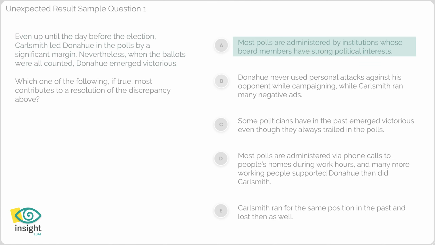A. Most polls are administered by institutions whose board members have strong political interests. Okay, so I guess this is suggesting that there might be some problem with the polling.